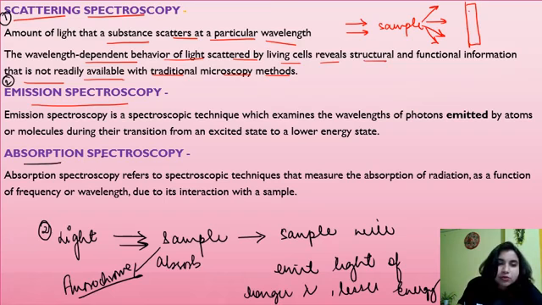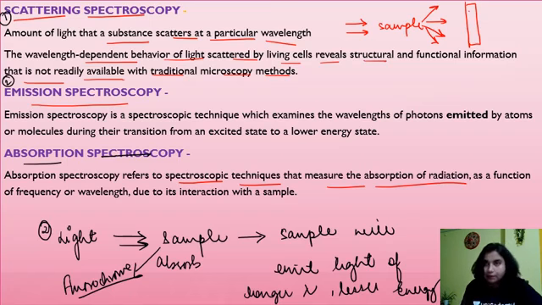Coming to absorption spectroscopy, it refers to the spectroscopic techniques that measure the absorption of radiation as a function of frequency or wavelength due to interaction with a sample. So what will happen in case of absorption? As the name suggests, it will undergo absorption. Whenever the light interacts with the sample, it will absorb a certain amount of light depending on the sample. If the sample has more protein, it will absorb more light. If it has less, then it will absorb less light. So this is basically the principle.